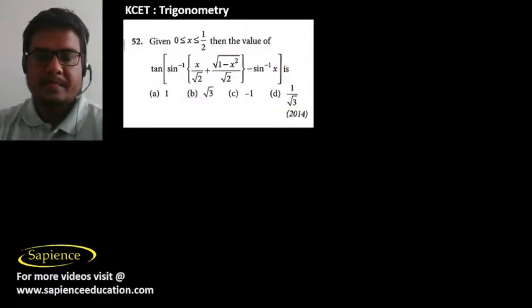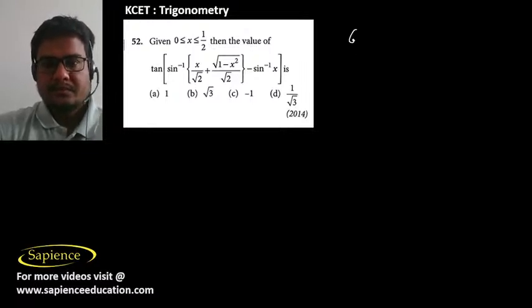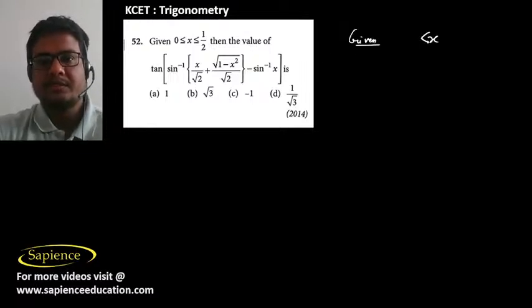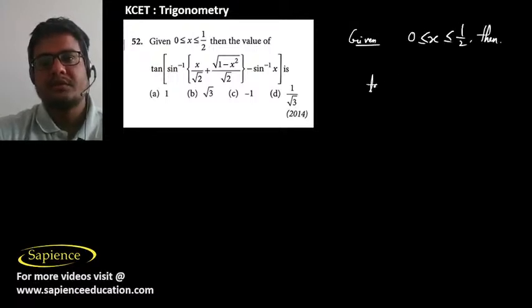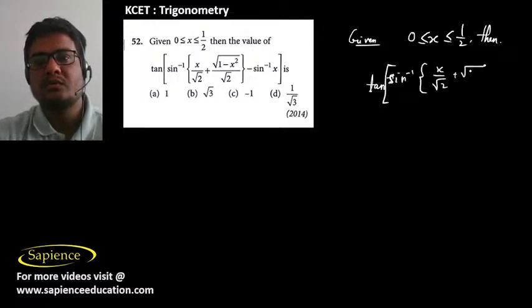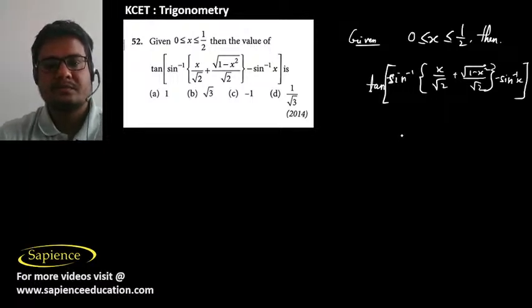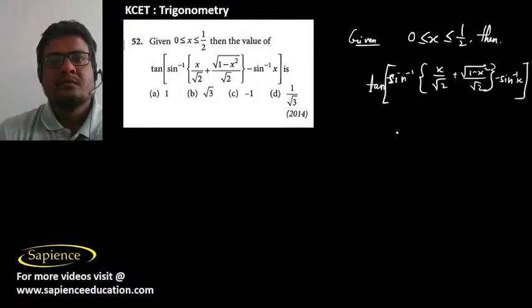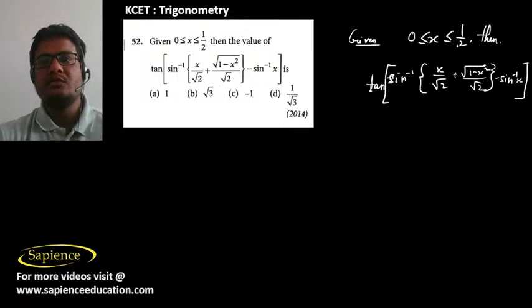Then here it is given that x is greater than or equal to 0 and less than or equal to half. Then the value of tan of sine inverse x by root 2 plus root over 1 minus x square by root 2 minus sine inverse x. So this value we have to find. x is the value in between 0 to half.